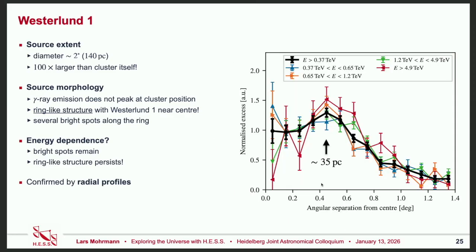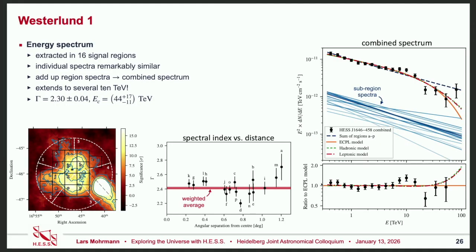This is also confirmed if instead you just look at a radial profile of the emission. You get this peak here at a distance of about 35 parsec, and that is true at all energies. Now looking at the energy spectrum of the emission, we extracted that in 16 different small regions across the source. However, we found that the spectrum actually looks remarkably similar in all of these regions. So this plot here shows the measured spectral index in each of these regions, and it's compatible with the same spectrum everywhere. So we can just add up all of the regions, and then we get this spectrum here, which is the combined spectrum for the entire source. And you can see that that reaches energies of close to 100 TeV. So this is really quite a powerful accelerator.